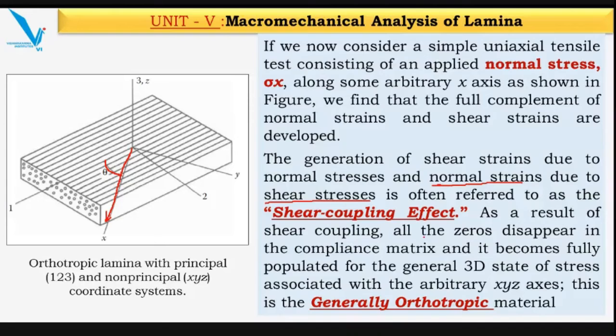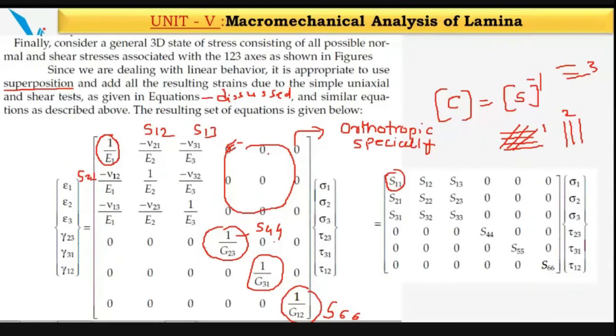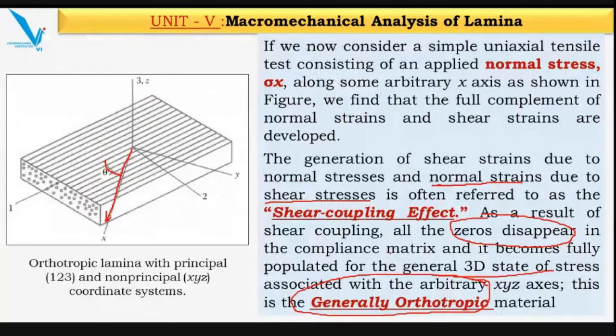As a result of shear coupling, all the zeros disappear in the compliance matrix and it becomes a fully populated general 3D state of stress associated with the arbitrary XYZ axis. This is generally orthotropic material. Means if a load is applied at an angle, then all the zeros will disappear. These values will become non-zero values because there will be a coupling: if you apply epsilon 1, then other components will also be there. Right now we assume that other components will not be there. So the shear coupling effect will be there, and that is called the generally orthotropic material.